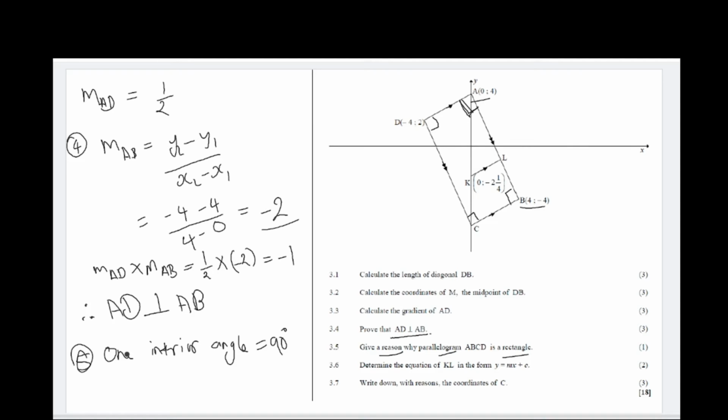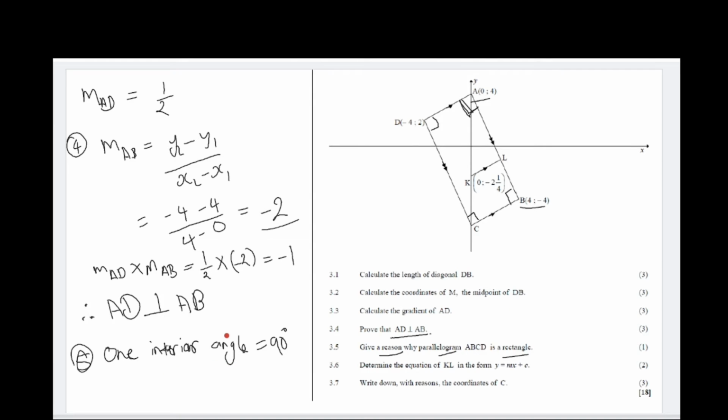This interior angle OR is equal to 90 degrees. I'm not saying this because I just feel like saying it. I'm saying this because I proved it from the previous question. So when you answer such questions, you must have proved it.